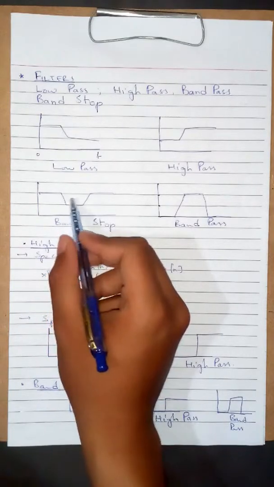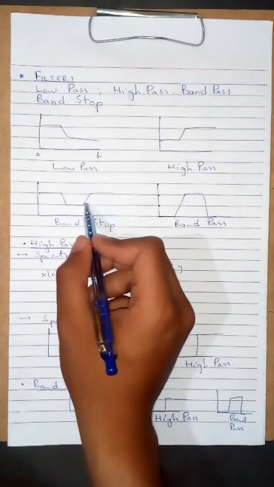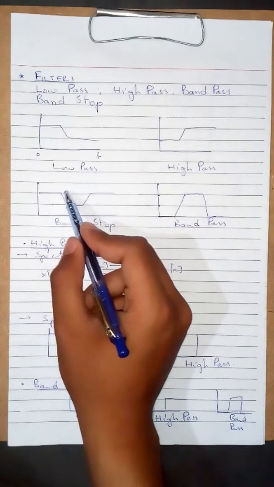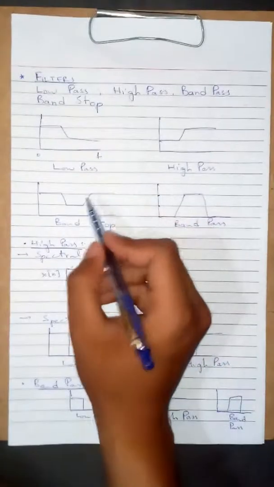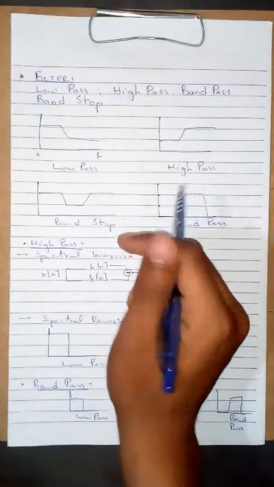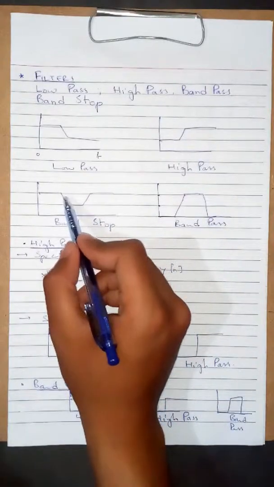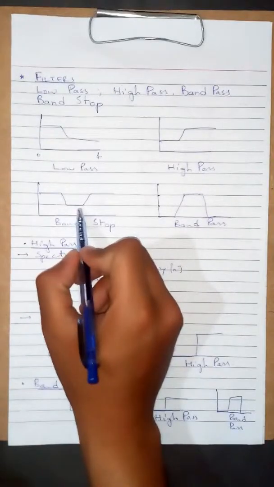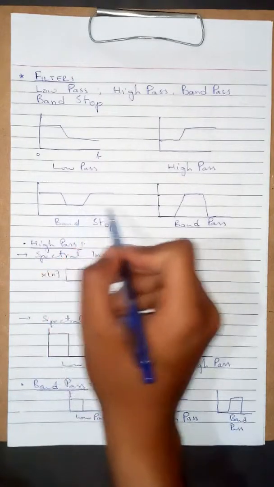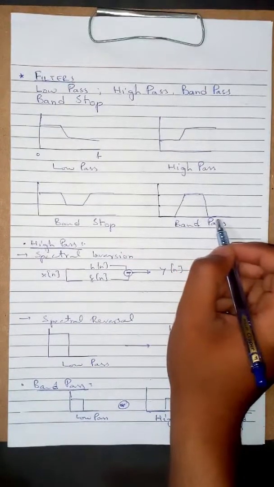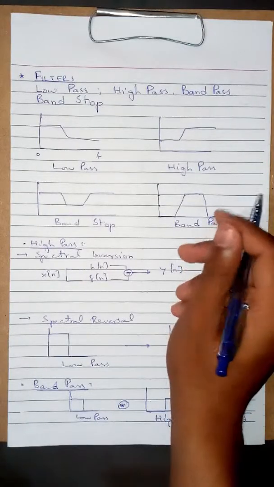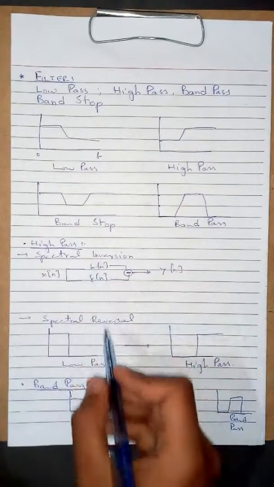Band stop means that only certain frequencies are blocked, all other frequencies are permitted, and we can say that only a certain region or a certain band is stopped. In this case, we have two pass bands and one stop band. Similarly, in the case of a band pass filter, only a certain band is allowed, all other frequencies are stopped. So moving on, how can we create a high pass filter?